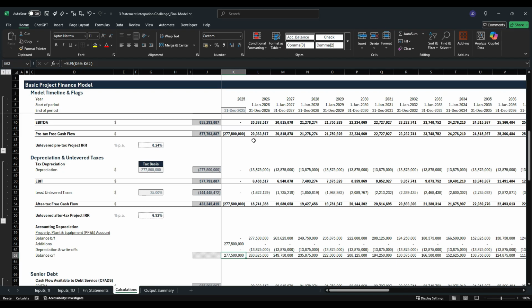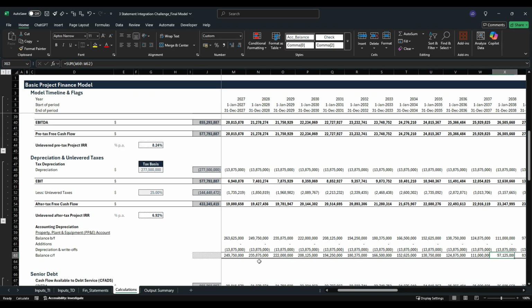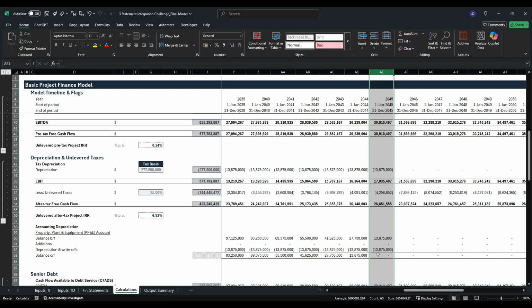You can see at the end of 2025, where no depreciation has occurred, but we paid our solar park, which cost a total of 277 million capex. Then at the end of the first operational year, we have depreciated 13.8 million, which leaves us with an accounting balance left on our books of 263 million. And this is going to be reduced for a given period of 20 years useful life, at least for accounting standards, after which our solar park is fully depreciated.